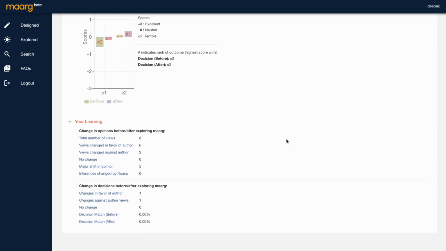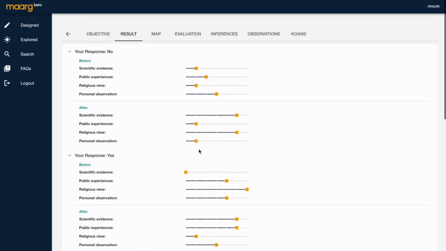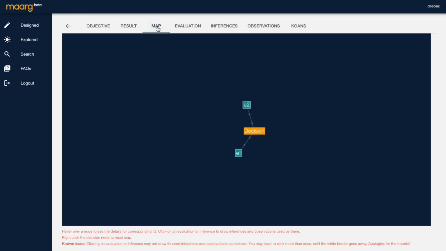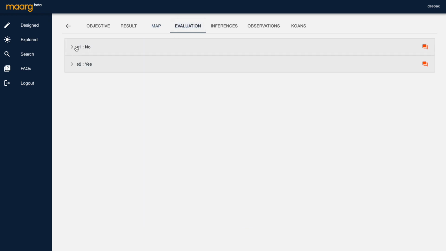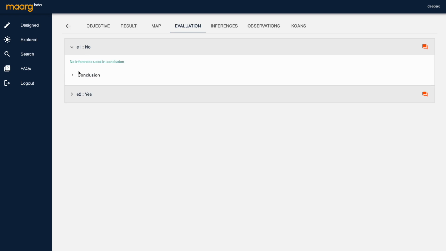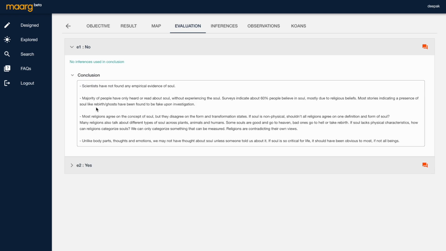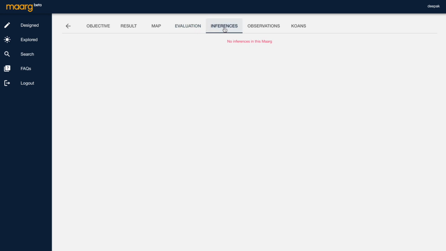And that is the goal of perhaps any writer or anyone who is debating. In addition to the learning report, you always have access to the entire argument map. This was a fairly simple mark, so there is actually nothing over here once you click. And the reason for that is because the author has written an evaluation where the conclusion has been written without using any inferences or observations. So you may recall, observations are data points and inferences are reasonings.